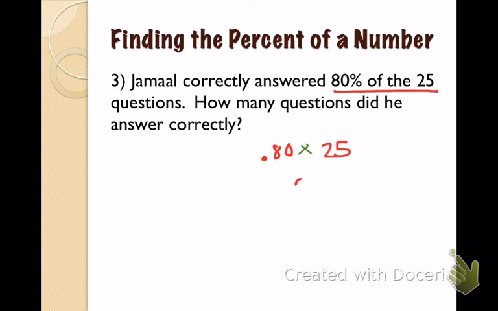That gives me 20, which means Jamal got 20 questions correct. Make sure we're writing this out. All right, let's go ahead and move on to the next one.